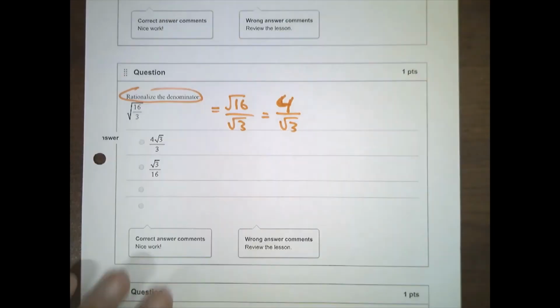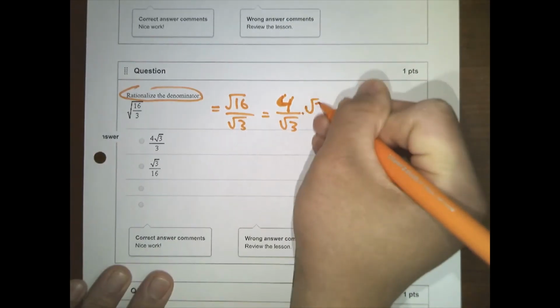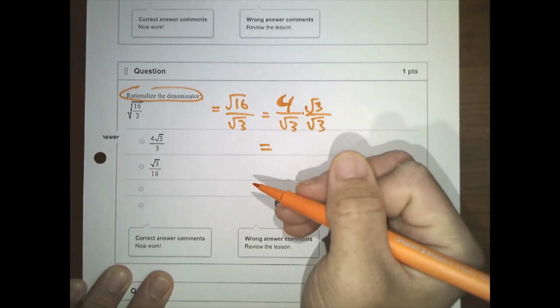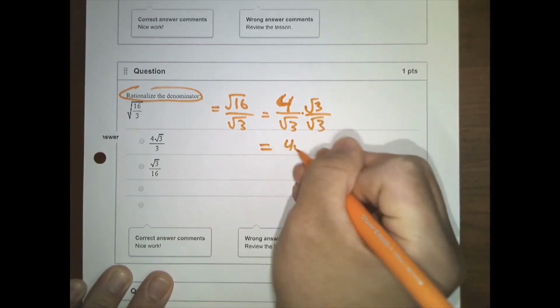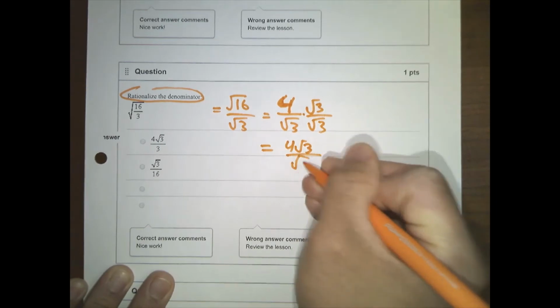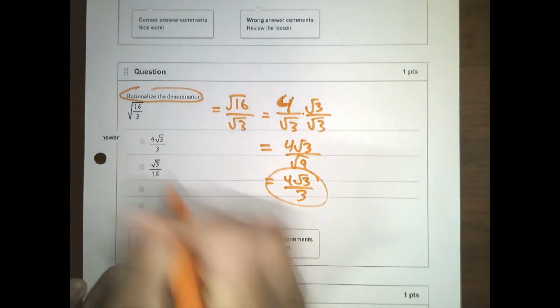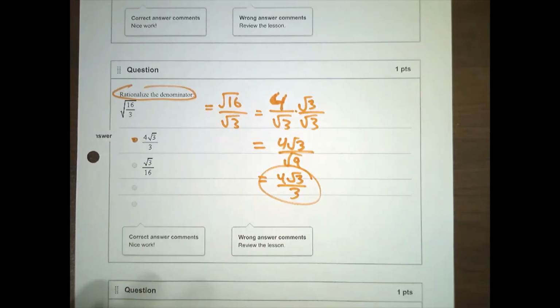All right, so now let's just multiply by square root of 3 over square root of 3, because that will get rid of that square root of 3 in the denominator, because that will make that square root of 9, and square root of 9 is actually 3. So now we have 4 square root of 3 over 3. What a time to be alive. All right, let's try another one.